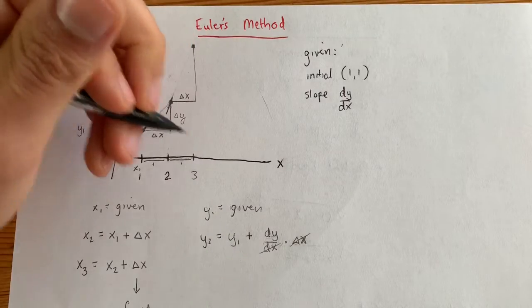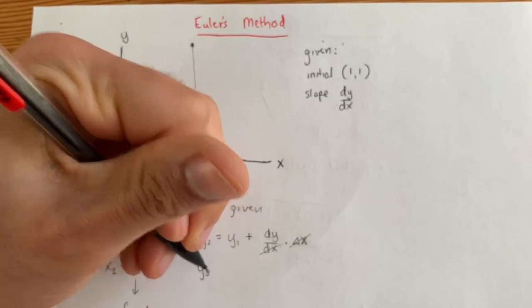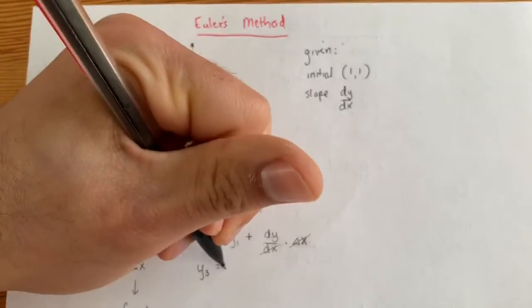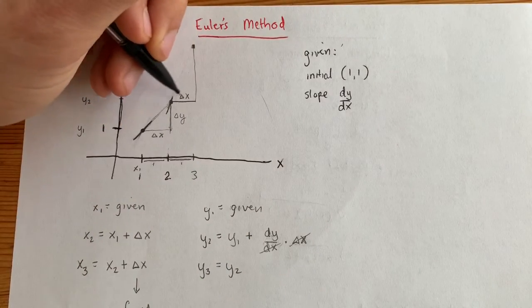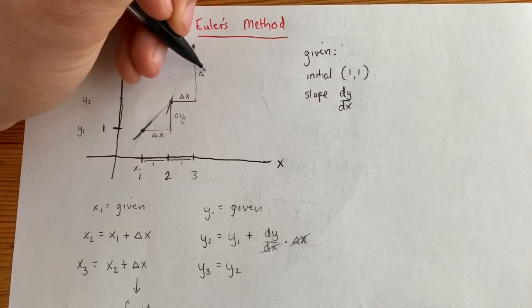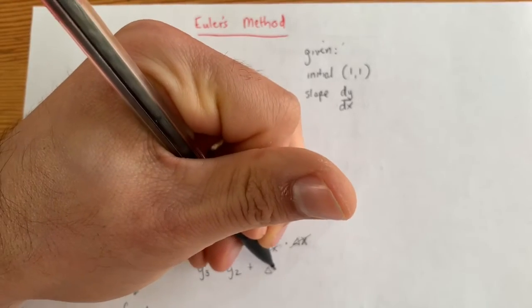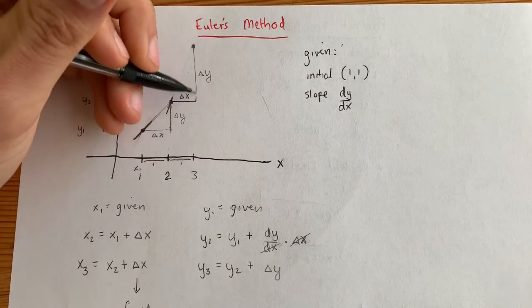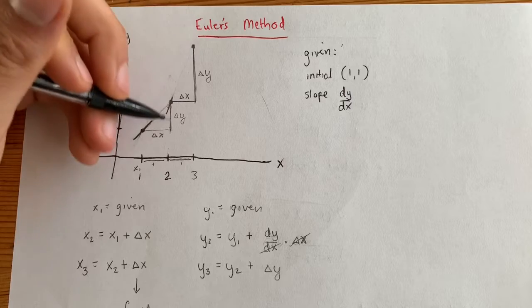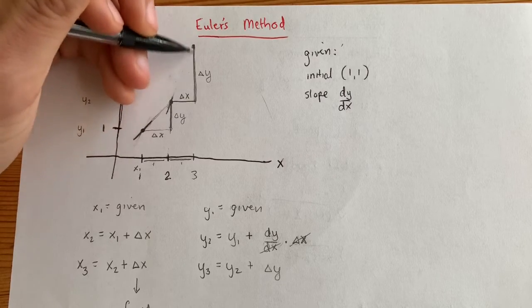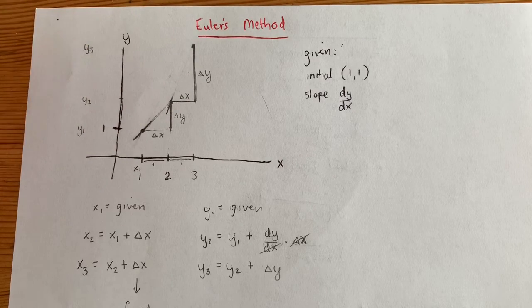The change in y, so for 3, we would take wherever we were at y2 at this point and then add up the change of the y. And the change of y changes, it's not fixed. Look at this length is smaller than this length. It goes up much steeper here.